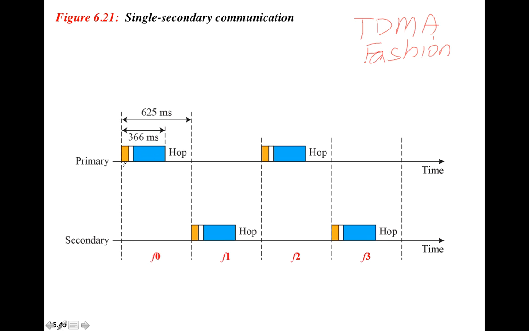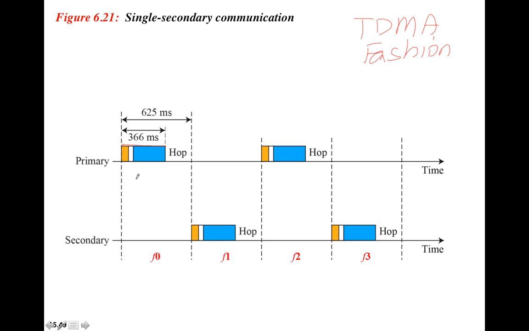Now, the primary device can have the maximum frame transmission duration, in this case 366 milliseconds, okay? Because this information will contain information for the hopping sequence and other details. So the Bluetooth packet will have to be transmitted in 366 milliseconds. So how does the transmission take place?